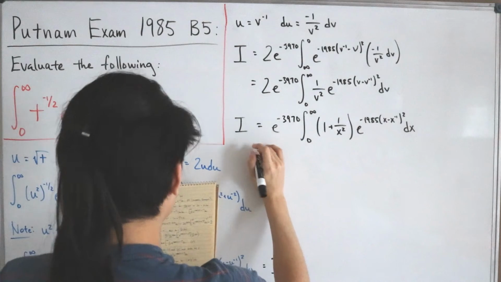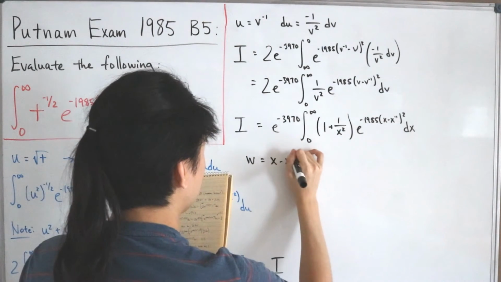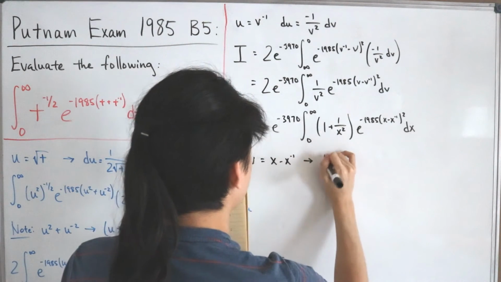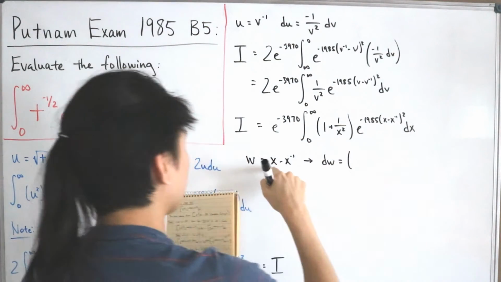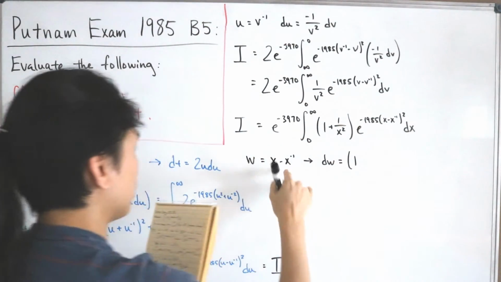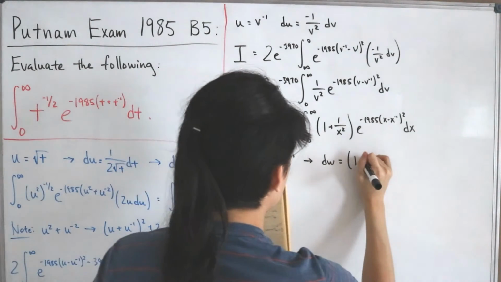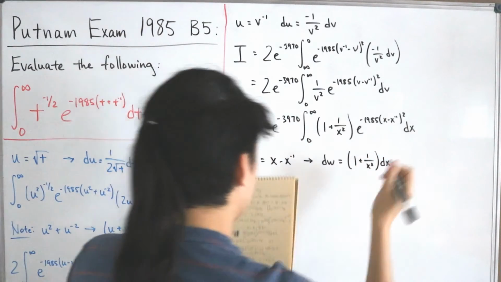I'm going to call this variable w. So we let w equals x minus x inverse. Then if I were to differentiate all this, I'm going to have that dw is going to equal, now I'm going to group this in parentheses. So take the derivative, so this is going to be 1. And then the derivative of this is actually going to be minus 1 over x squared, so that'll change that to a plus. So 1 plus 1 divided by x squared, okay, then dx.